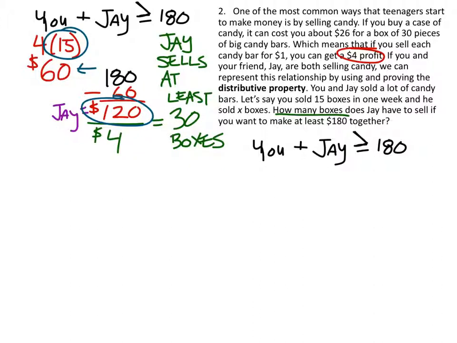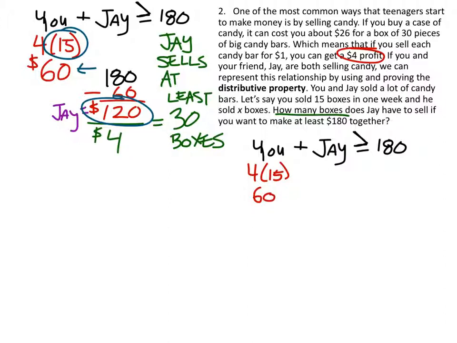Alright, so again, we're going to look at the same inequality. It's U plus the amount that Jay makes. This needs to be greater than or equal to 180. We already know that U is going to make $4 for each box, selling 15 boxes. So 4 times 15. Again, that means U will make $60.